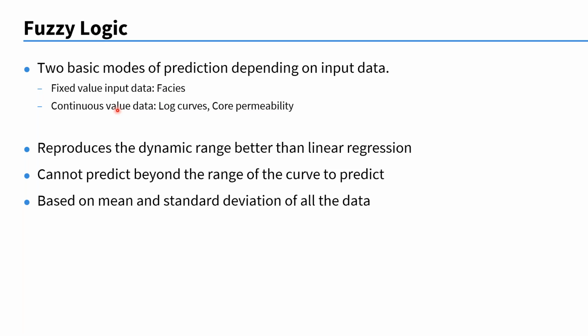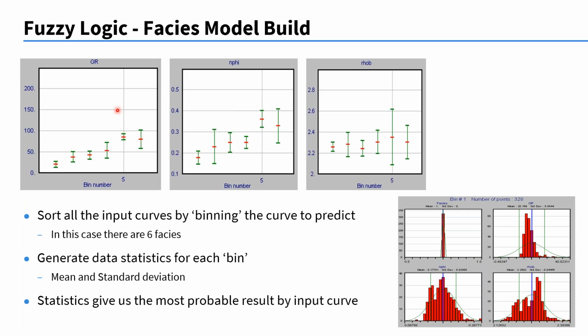This module cannot predict beyond the range of the curves to predict, and it's purely based on the mean and the standard deviation of all the data. For the facies model build, Fuji logic categorizes the input curves by grouping or binning the curve to predict, which in this case will be the facies. So you choose the number of bins into which the training data is to be divided. And what IP is going to do is try to sort the training data into roughly equal sample bins. It starts from the lowest value and extends all the way to the highest value of that input curve.